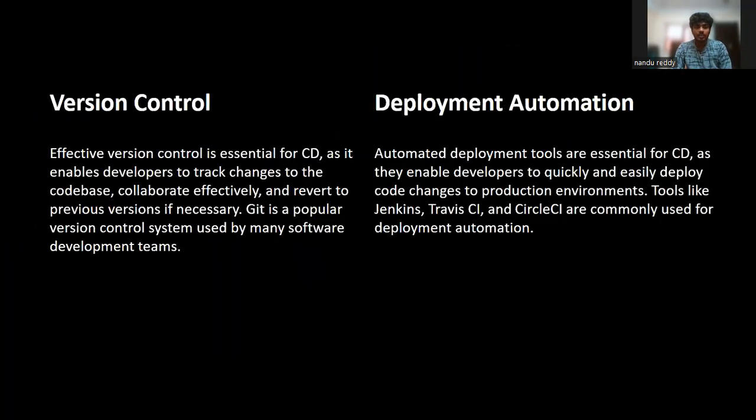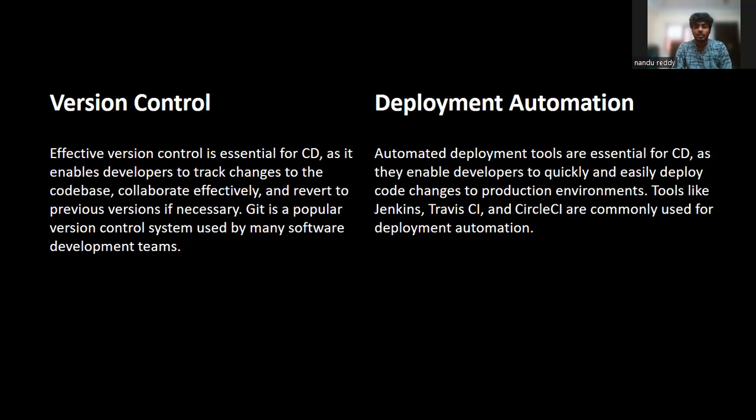Version control. Effective version control is essential for CD, continuous deployment, as it enables developers to track changes to the code base, collaborate efficiently, and revert to the previous versions if necessary. Git is a popular version control system used by many software development teams.